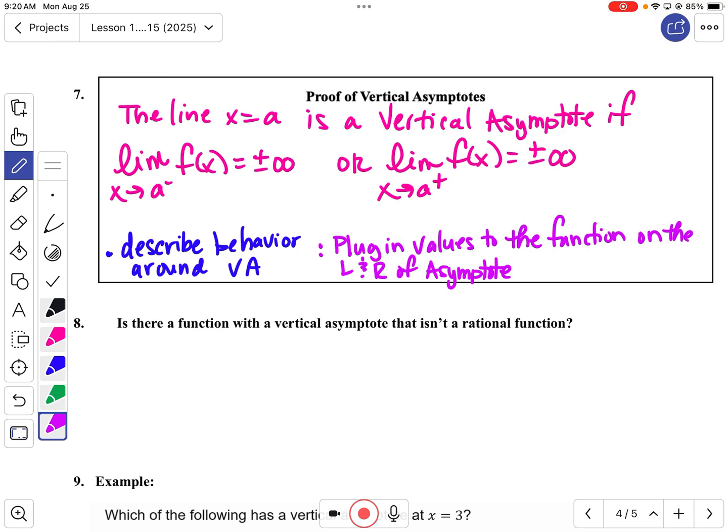Okay, so you remember we did a lot of that testing of values. All right, so for asymptotes at 1, we might want to check 1.5 or 1.2, and we might want to check 0.5 or 0.8, okay, around 1. So plug in values to the function on the left and right of the asymptote, okay? If you get a positive answer, it implies positive infinity. If you get a negative answer, it implies negative infinity in terms of the behavior.